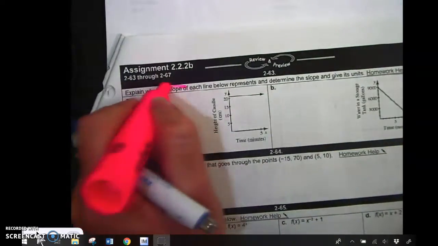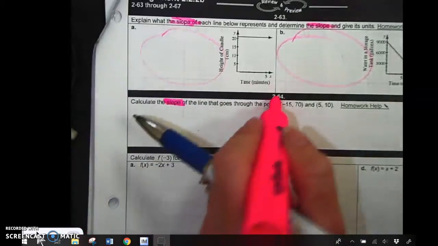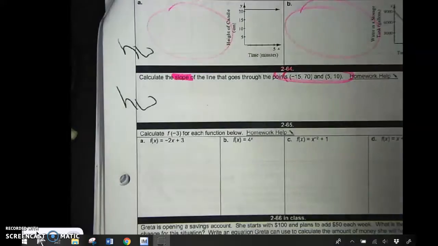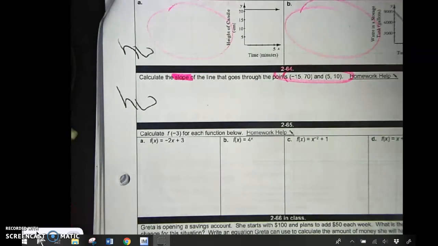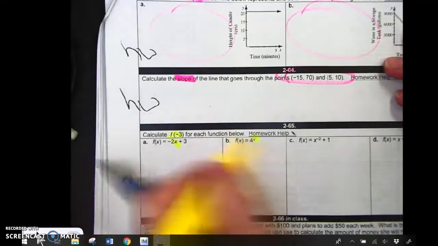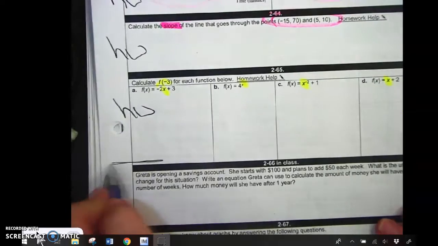This, they want the slope. They want the slope. Okay. Here, they want the slope again. And by the way, this is homework. This is homework. For this one, what they want you to do is take that -3 and plug it in, plug it in. Okay? That is homework. And that is it. Stop there.